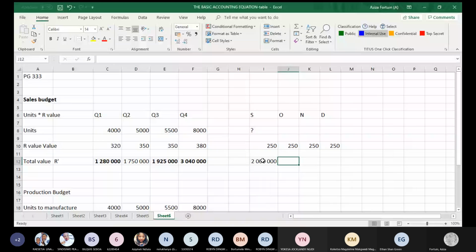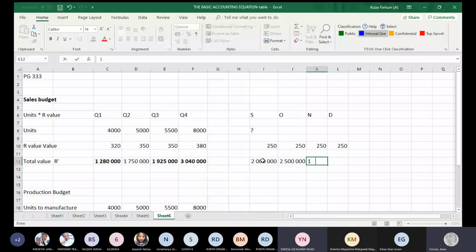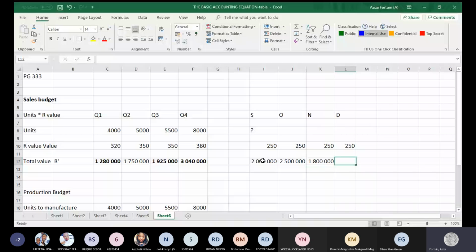2,500,000, and then 1,800,000, and 1 million. Can you see they never give you the same thing? It's not like accounting, it is like a formula. Okay, so now we're going to divide that by that. So 2,000 divided by 250 is what? 8,000.